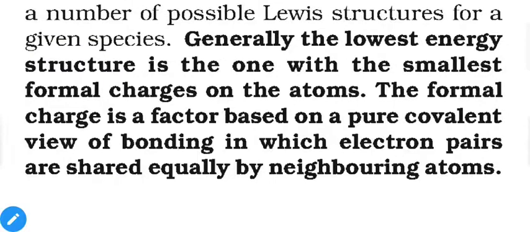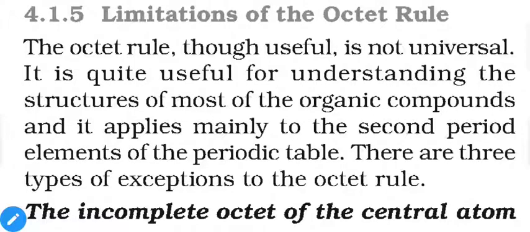Generally, the lowest energy structure is one with the smallest formal charge on the atoms. The formal charge is based on a pure covalent view of bonding, in which electron pairs are shared equally by the neighboring atoms. Now let us talk about some limitations of this rule. The octet rule, although useful, is not universal. It is quite useful for understanding structures of most organic compounds, and it applies mainly to the second period elements of the periodic table.